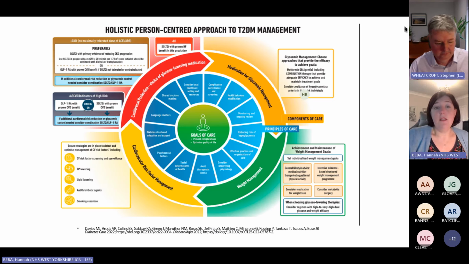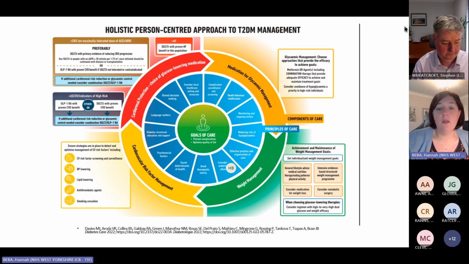And this really speaks to that holistic, person-centered approach. This is about diabetes from the European Association of Diabetes, their guidelines. But I think it's a really nice way of thinking about the components of care that we need to be putting in when we're thinking about type 2 diabetes management in particular, with our goals of care being to try to prevent complications and to optimize quality of life. And there are lots of different things that go on around that.